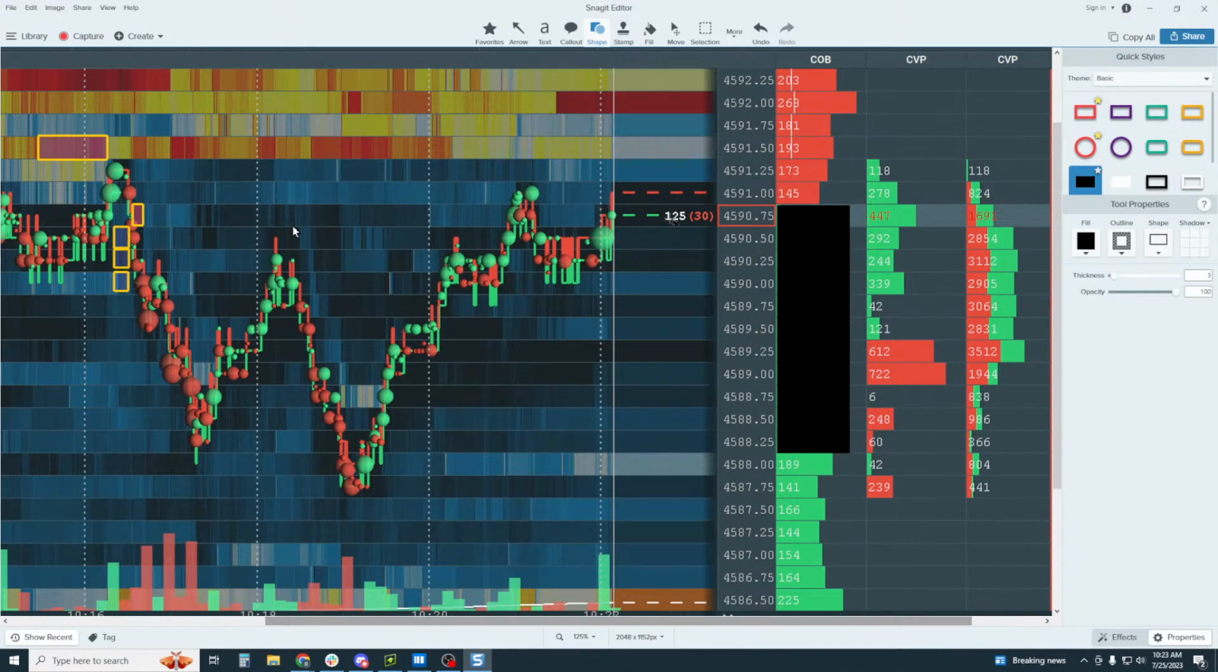So does the market seek liquidity? Well, actually, if you hit market sell up here, Joe, where are you going to get filled?